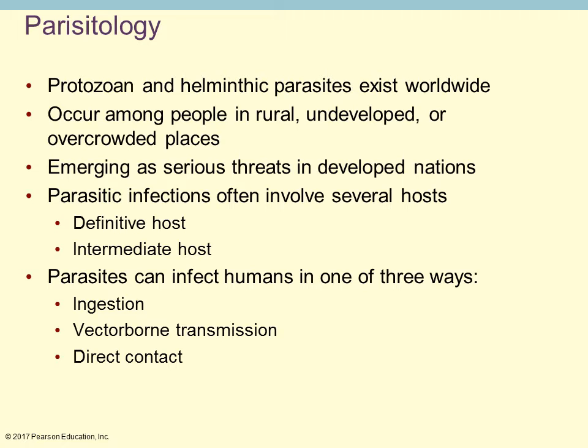Oftentimes, parasitic infections involve several different hosts. There's a definitive host and an intermediate host. Once again, if you can break that chain, that's going to be huge in helping to control it. And how are humans infected by parasites? Oftentimes by ingesting contaminated water, contaminated food, direct contact, or it's transmitted by a vector, usually an insect.